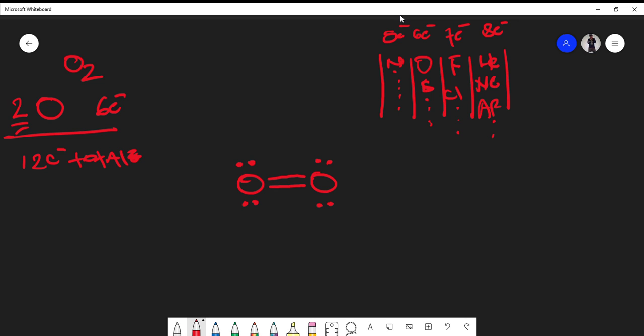Now we're not done yet. Let's count how many total electrons we've used, because the number that we've counted must match the number that we have in the problem. So this becomes 2, 4, 6, 8, 10, 12. That means this is a plausible Lewis structure for the O2 molecule.